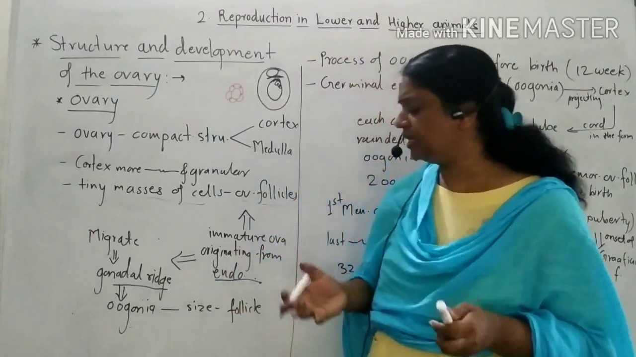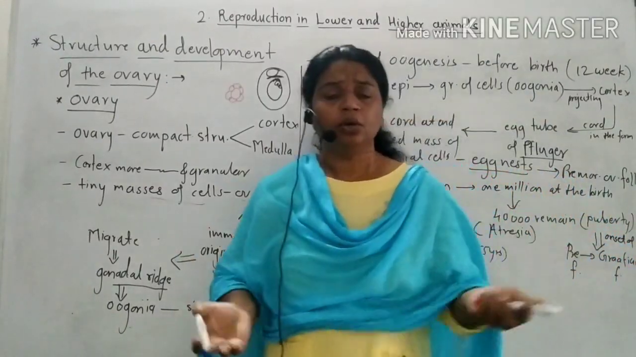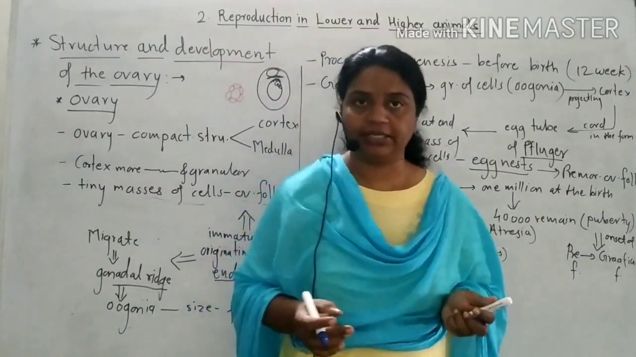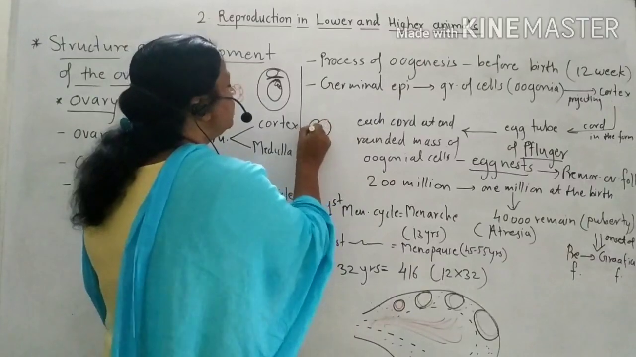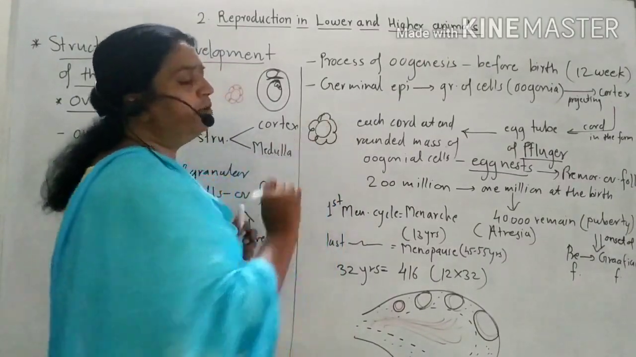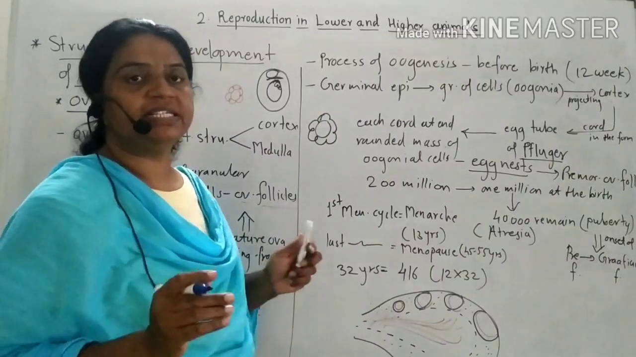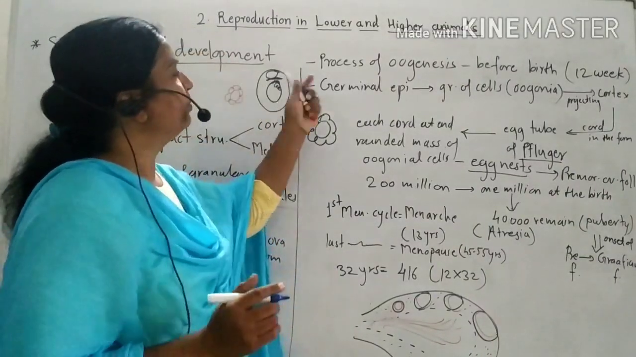These oogonia are in the form of cords. These oogonia then grow in size and form the follicles. The oogonia are then encircled by other cells and form the primordial follicles. These tiny masses of follicles are called primordial follicles.